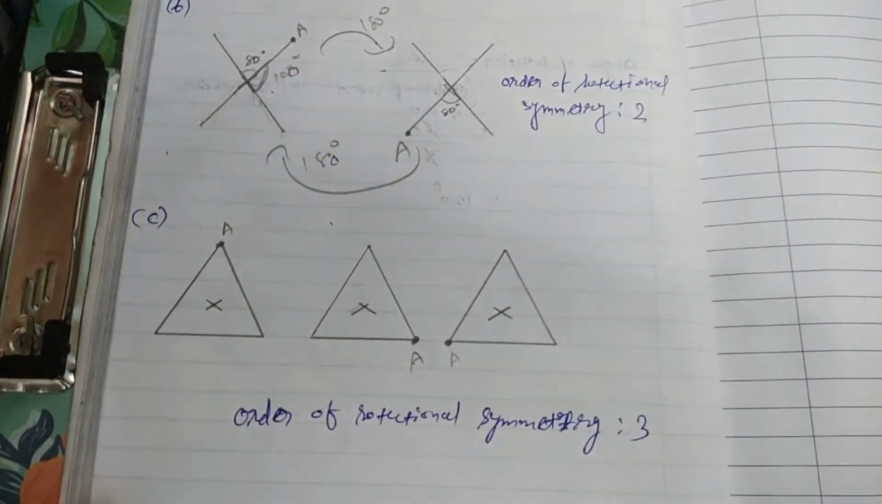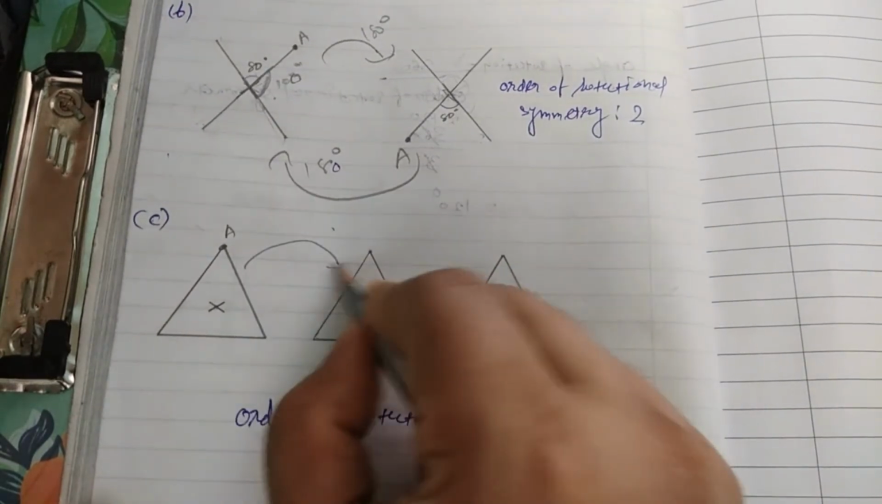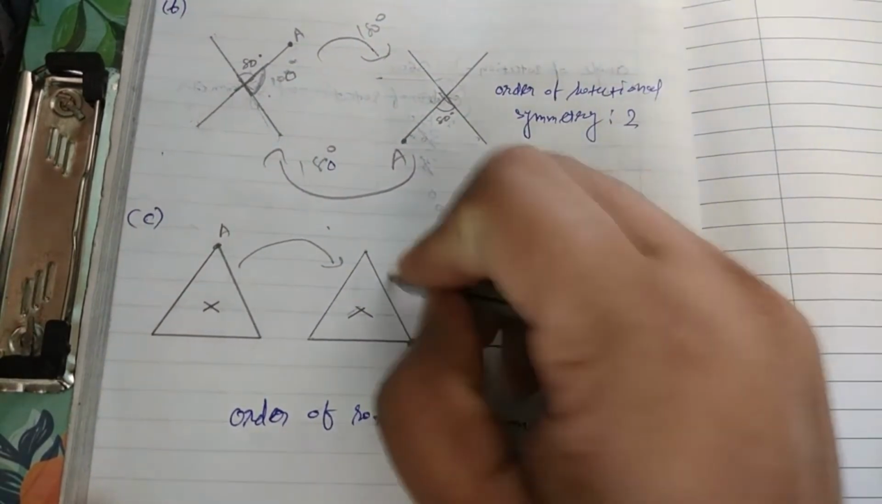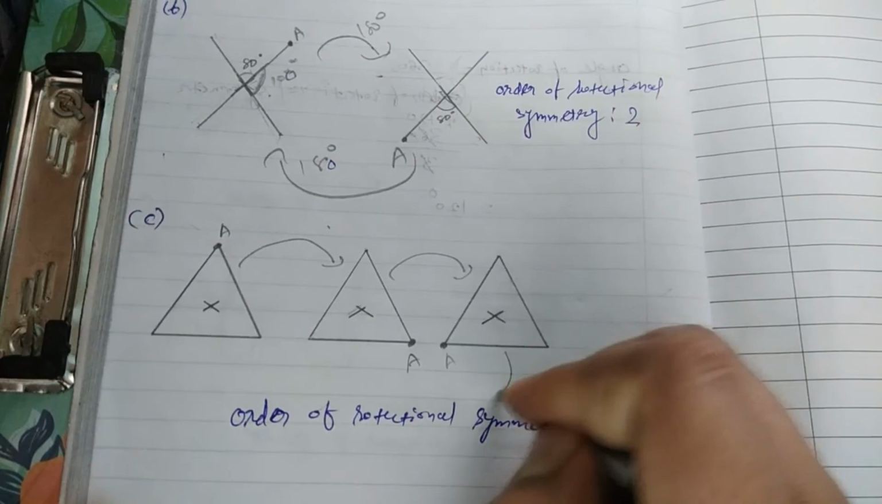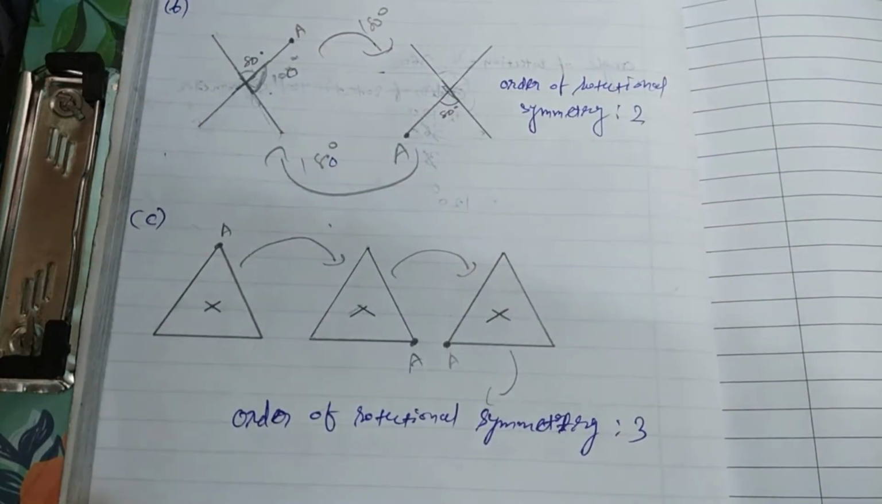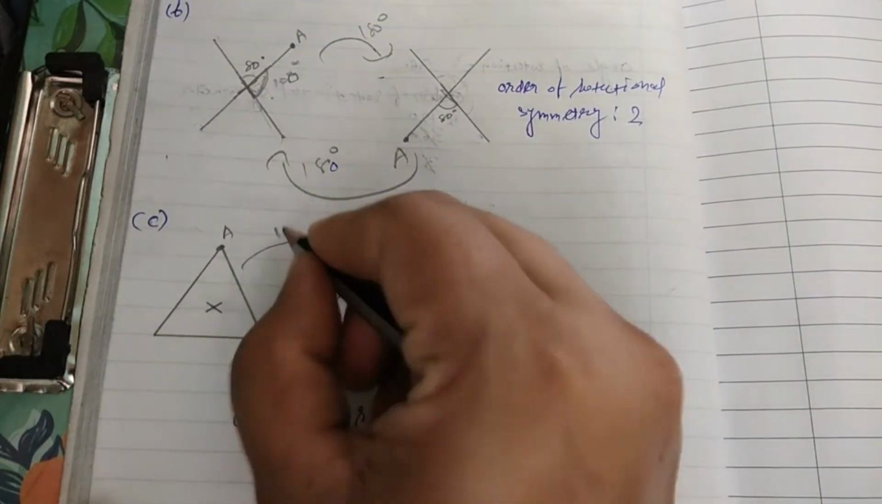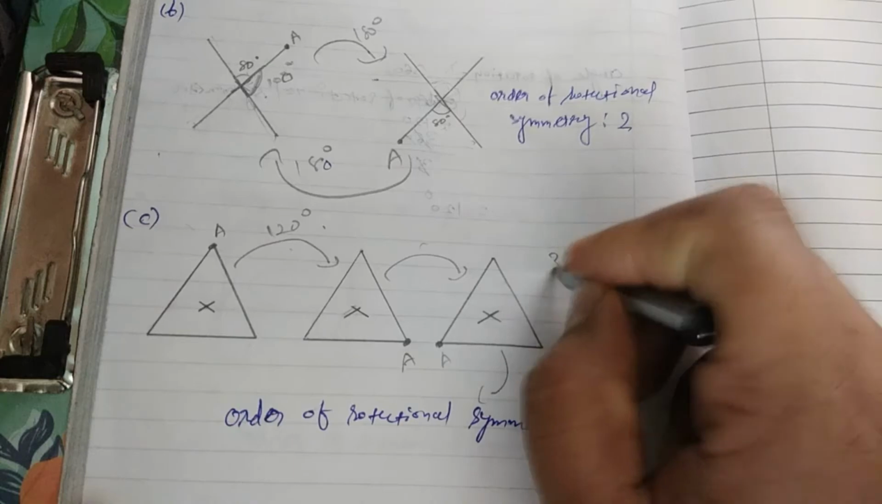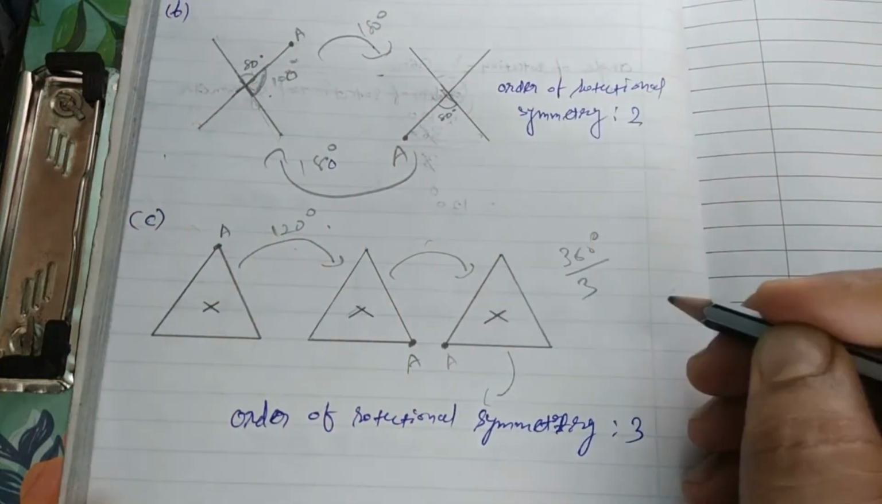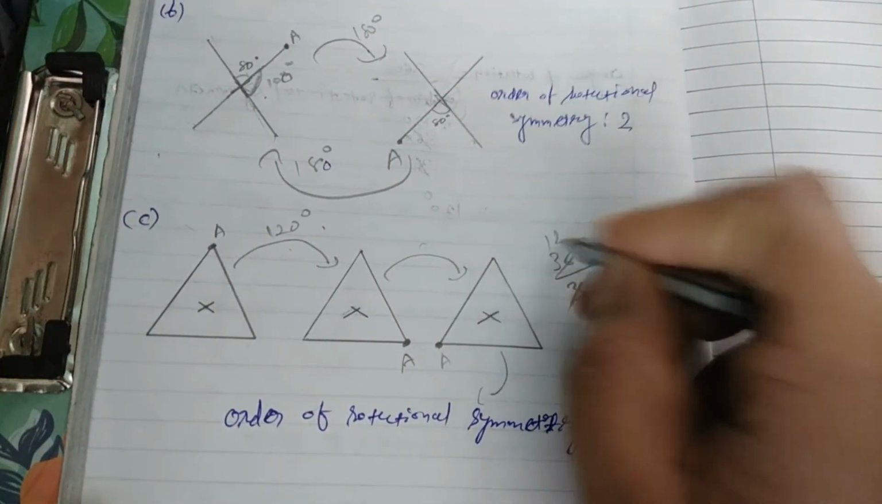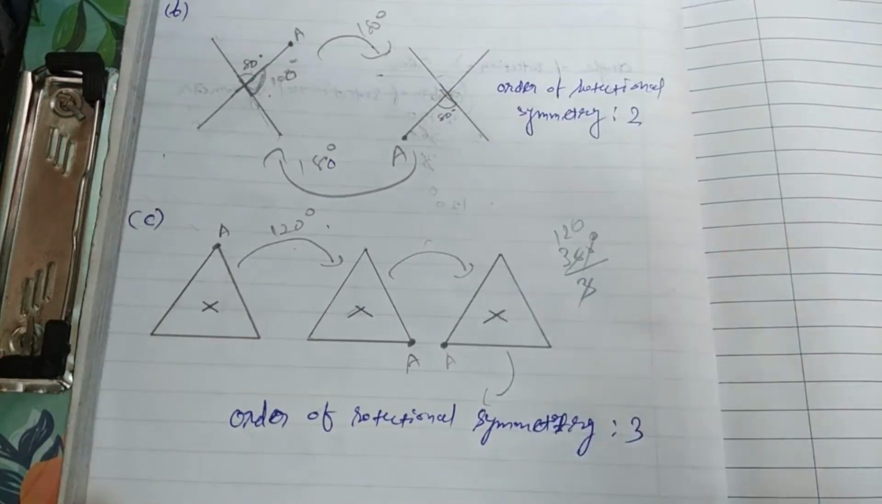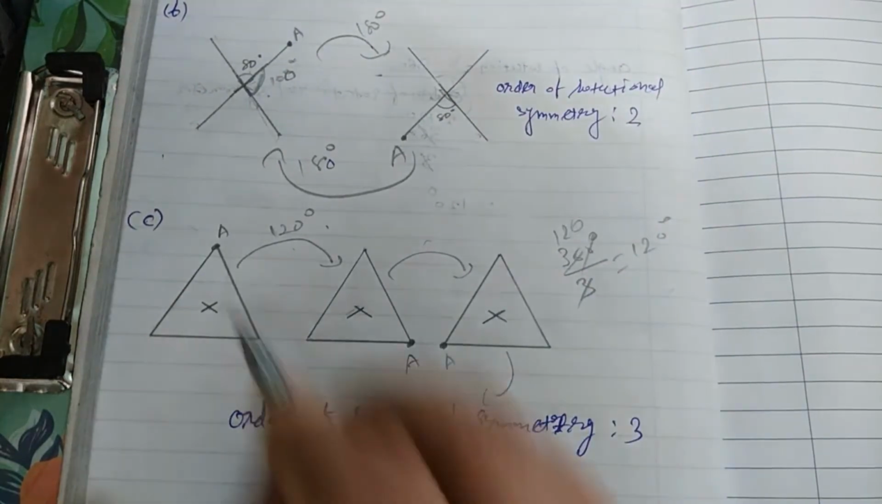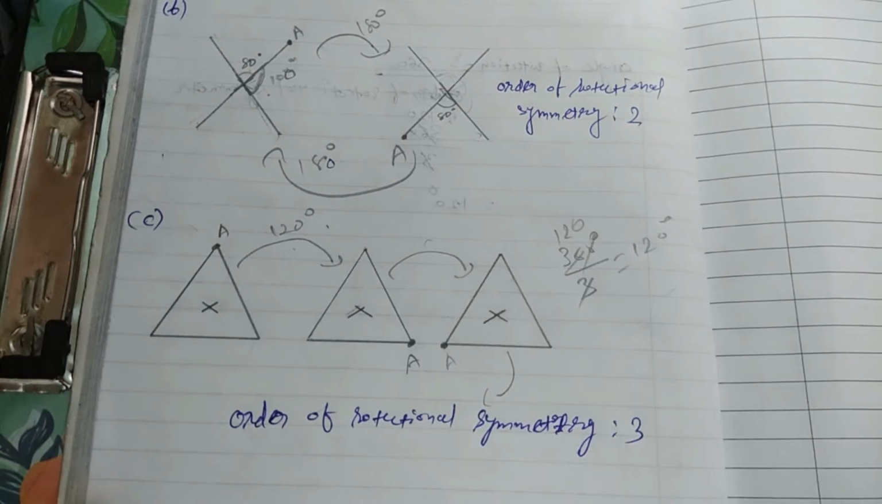And what is the angle of rotation? One rotation, second, and when we rotate again we will get the same shape, that is 1, 2 and 3. So order of rotational symmetry is 3 and angle of rotation is 120. 360 divided by 3, 3 12s are 36, it is 120. So 120 degrees is the angle of rotation for this shape, for the equilateral triangle.